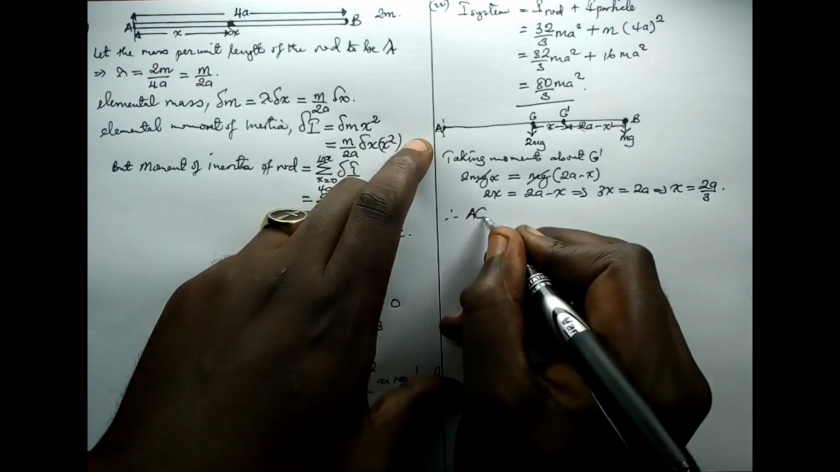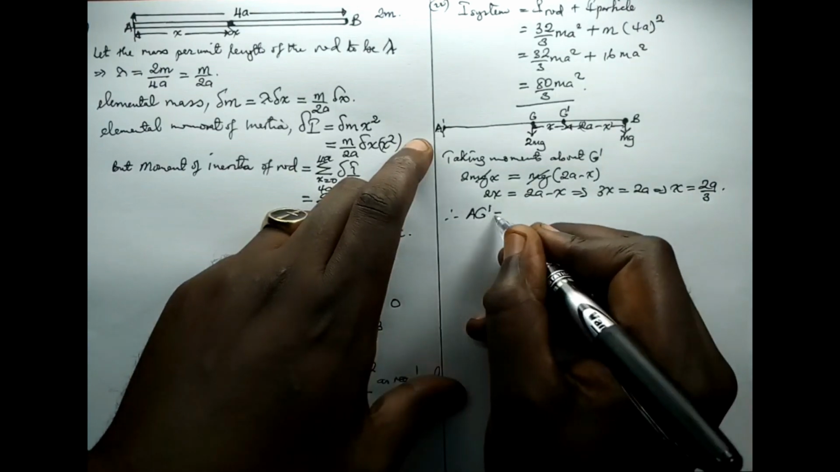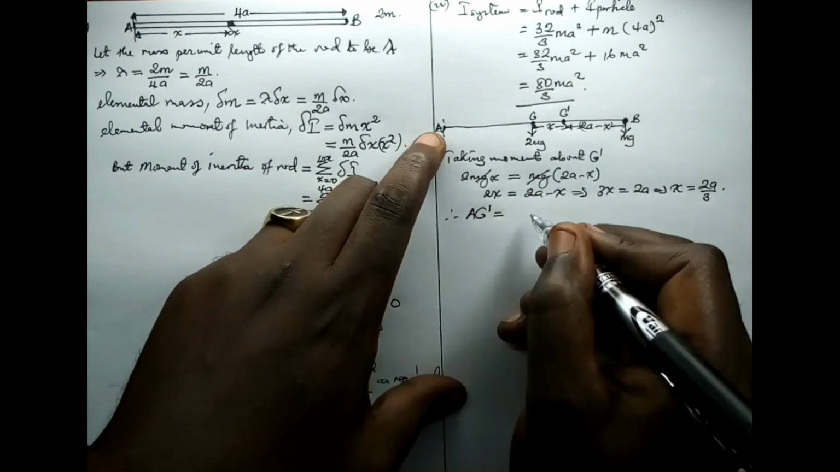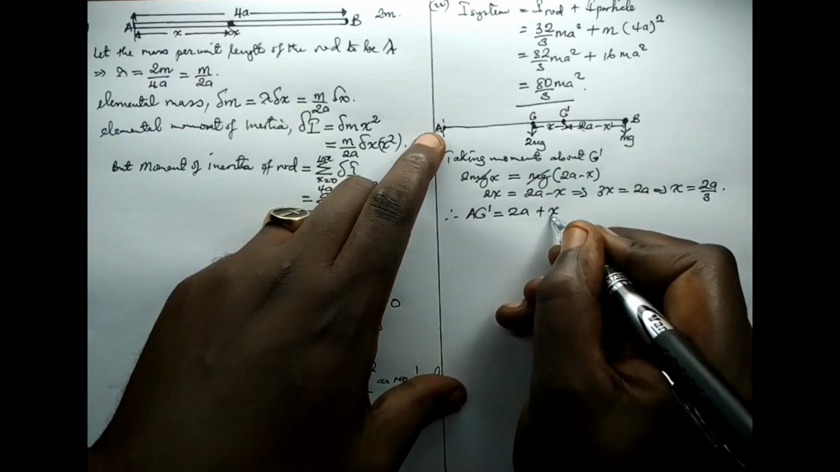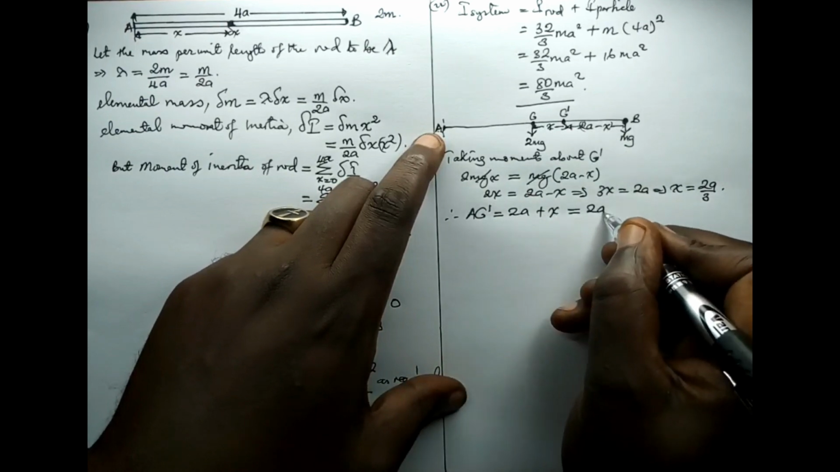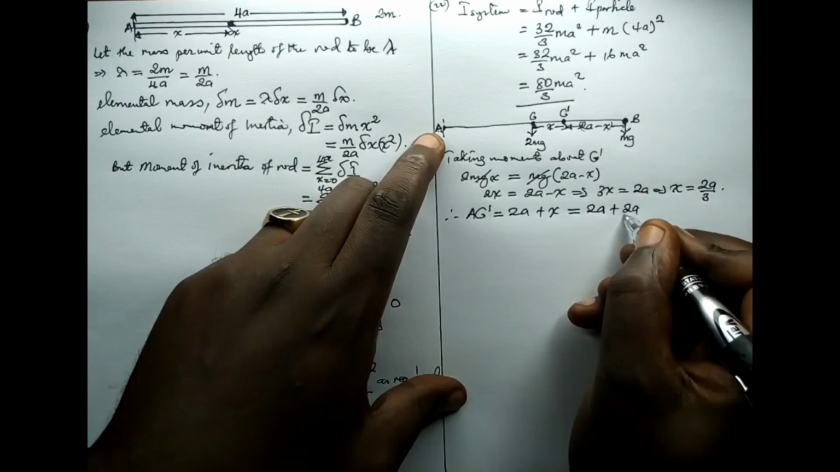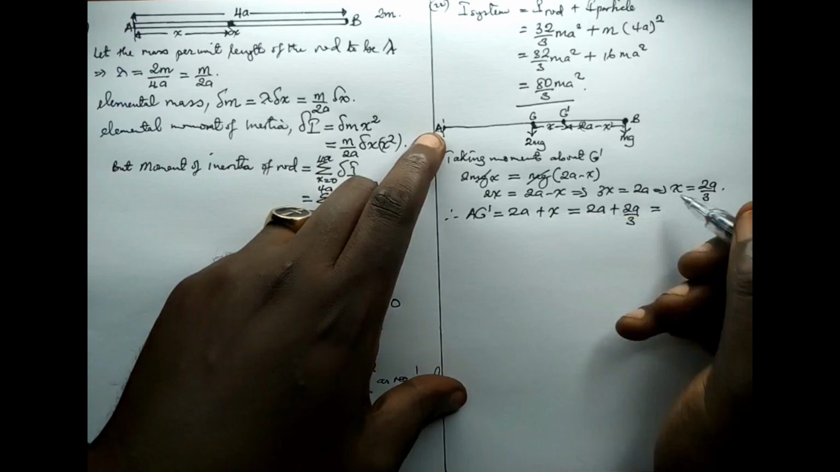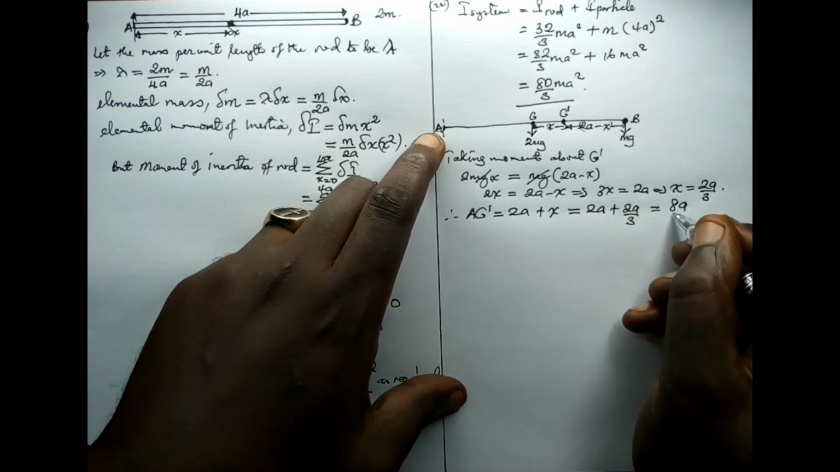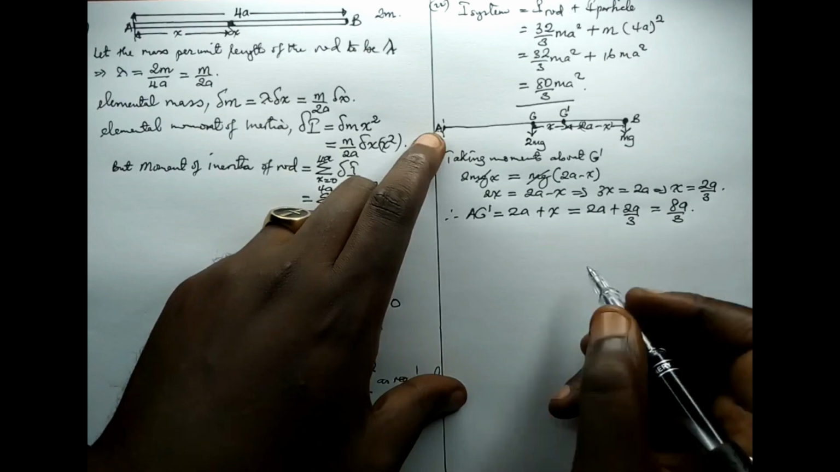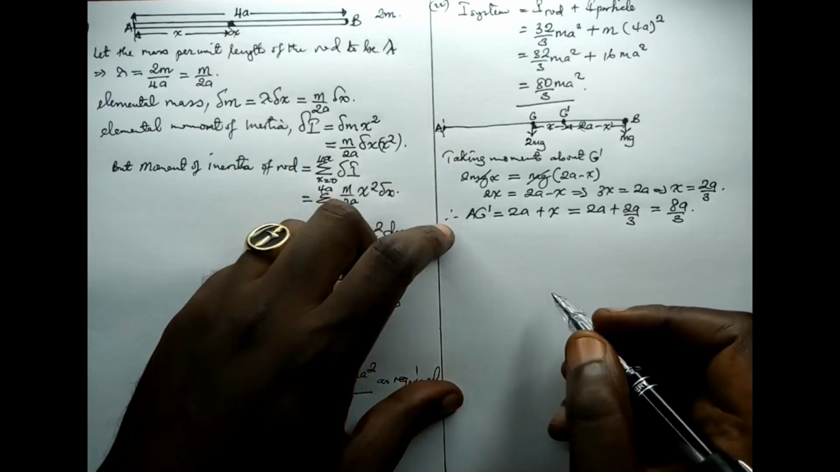Therefore, AG prime should then be 2a, from A to G, plus the x which I have just gotten, which should now be 2a plus 2a all over 3. 3 times 2a, 6a, plus 2a, that gives 8a all over 3. So this is my radius of rotation when I start doing the analysis of the system.